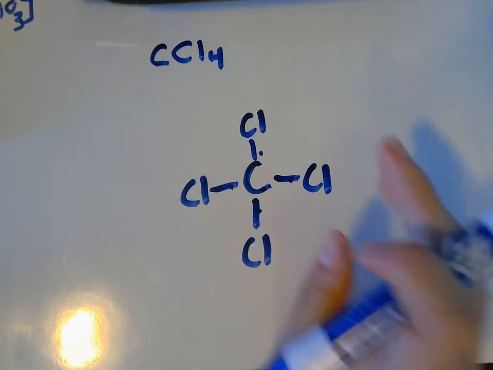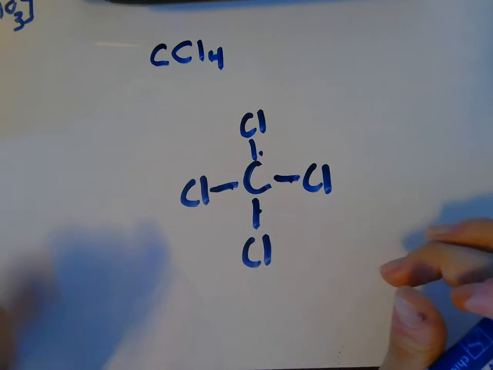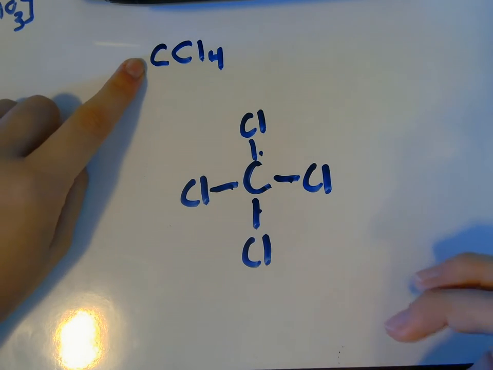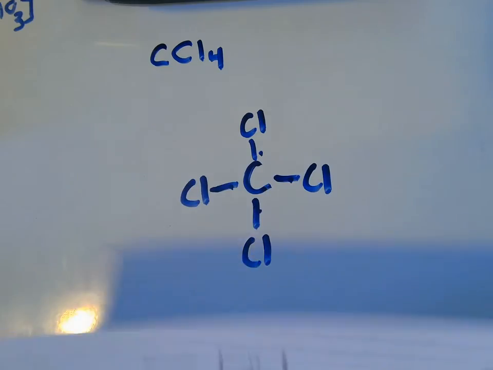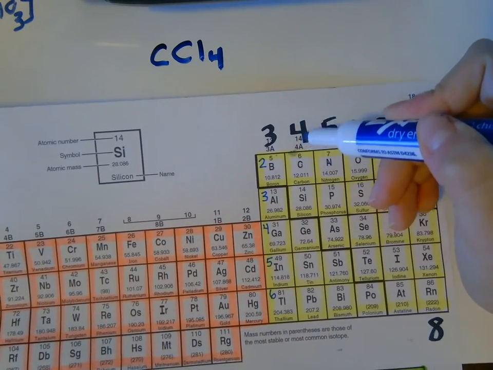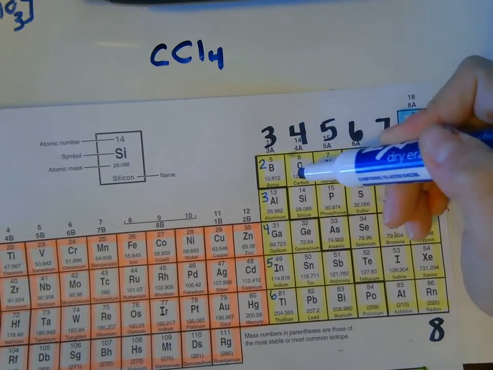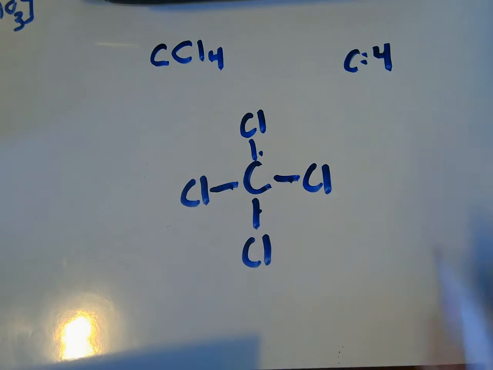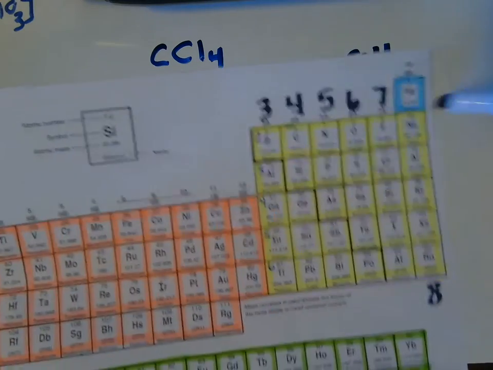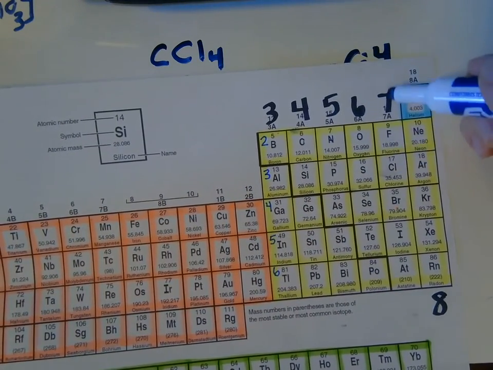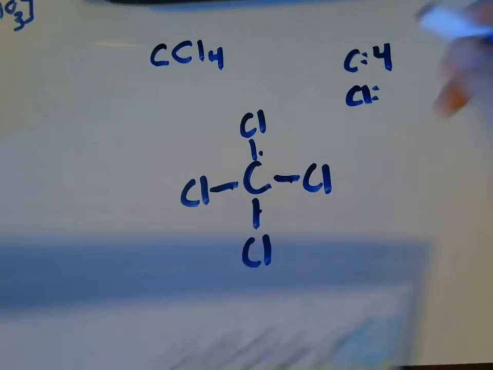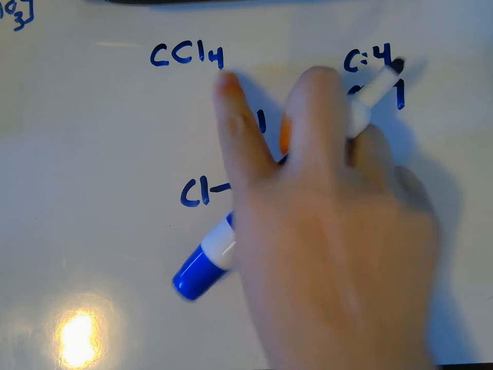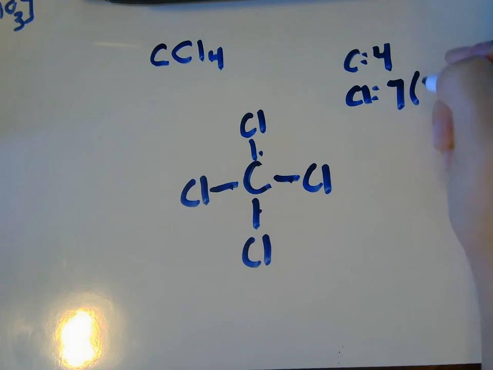Okay, so now that I drew my skeleton, I'm going to want to find the number of valence electrons that are in this total compound. So carbon is in group 4A. Because it's in group 4A, it's going to have 4 valence electrons. Chlorine is in group 7A, so it has 7 valence electrons. However, there are 4 chlorines, so I have to multiply this number by 4.